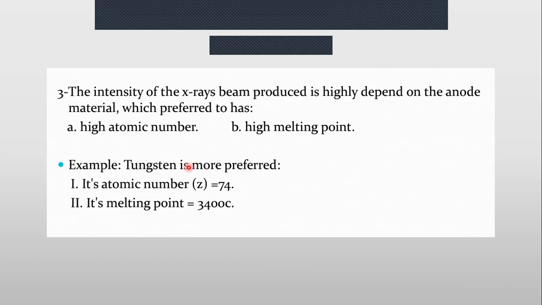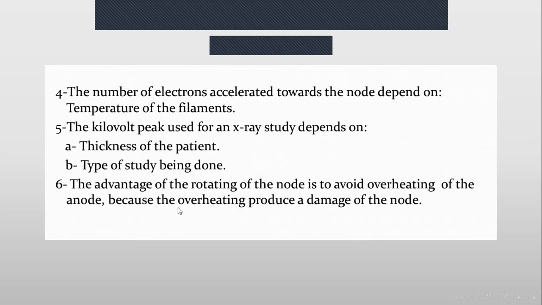For example, tungsten is more preferred. Why? Because the atomic number of tungsten is 74, so the number of protons is 74. As for the melting point, the temperature at which tungsten will melt is 3,400 degrees Celsius. So these two points are important in choosing the anode material.